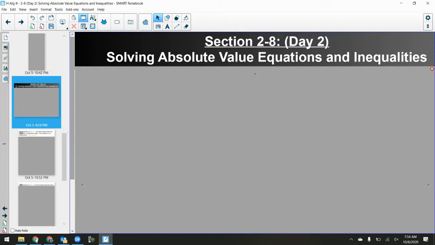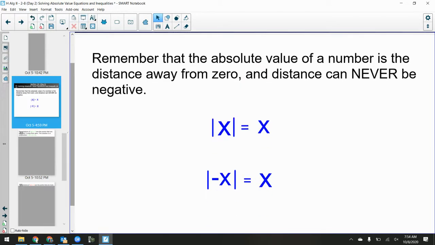Let's remember what an absolute value really is. Absolute value is distance away from 0, and distance can never be negative. That's our formal definition. We took a look at the whole number line thing yesterday when we talked about equality. We said, okay, what values are 3 units away from 0? If the absolute value of x was equal to 3, the values are positive 3 or negative 3. We had that disjunction, the word or.